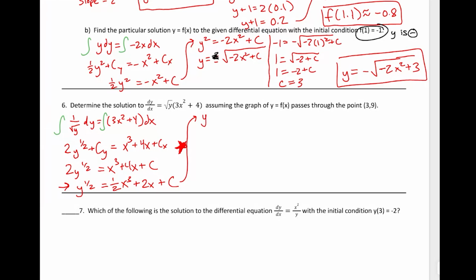So if we square both sides, we're going to get y equals 1/2 x cubed plus 2x plus c quantity squared.